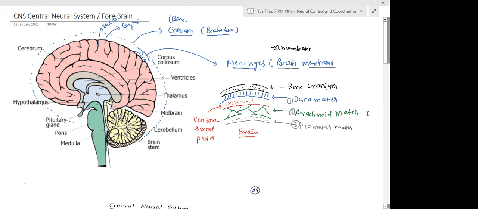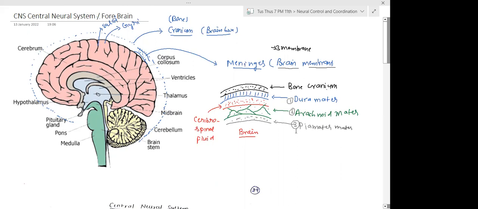So our brain is protected first by these three membranes and fluid, then by the cranium, then by the skin and muscles, then by the hair. That's how the brain is protected. Did you get that point? Yes. Okay. So these are the coverings.